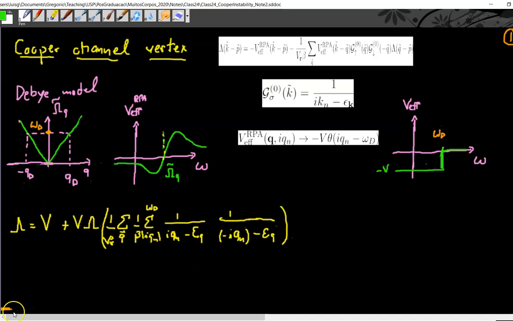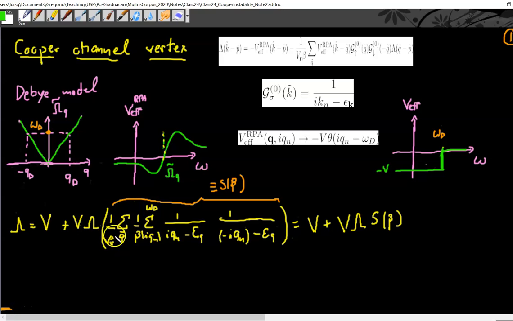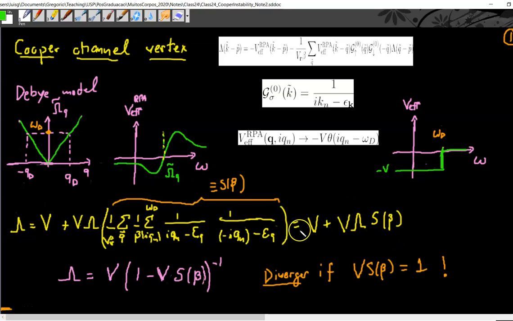And for that, we need the following. We're going to define this integral in Q and the sum in Matsubara frequencies as a Matsubara sum S of beta. So this will definitely depend on the temperature, since it will just be a Matsubara sum. And this doesn't depend on the potential, and on lambda it is just an algebraic factor. So my expression for lambda becomes v plus v lambda times S_beta, and I can then solve for this algebraically, and I get lambda equals v divided by 1 minus v S_beta.